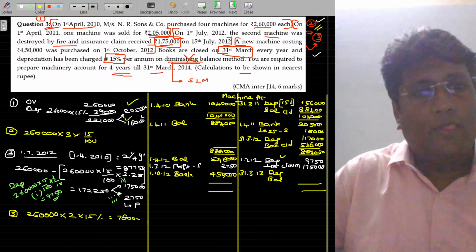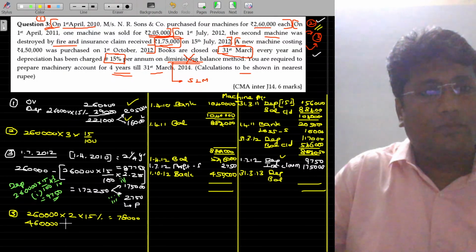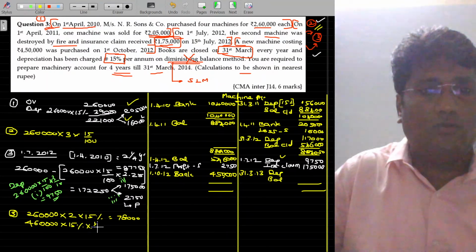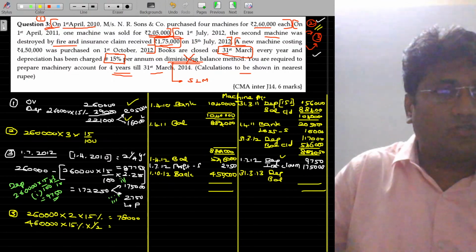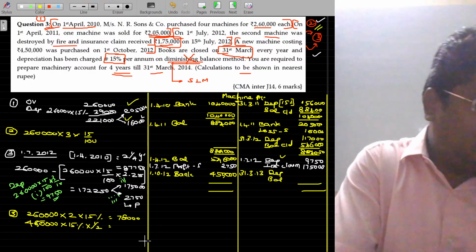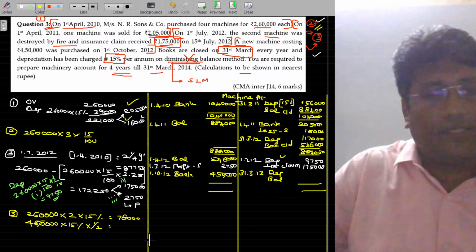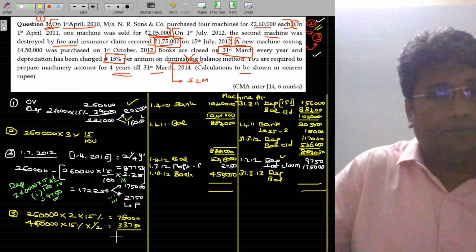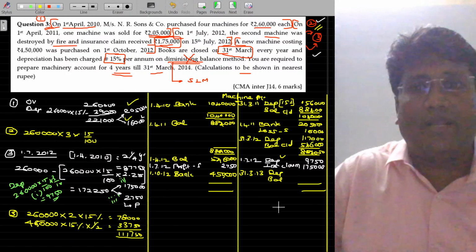That is 78,000. Am I right? Apart from that, we have purchased one more new asset for rupees 4,50,000. For that 15%, but we have used it only for half a year, 6 months, so into 1 by 2. This is 4,50,000, right? 450 into 15 percent, divided by 2, 33,750. Now overall depreciation is 1,11,750. Am I right?